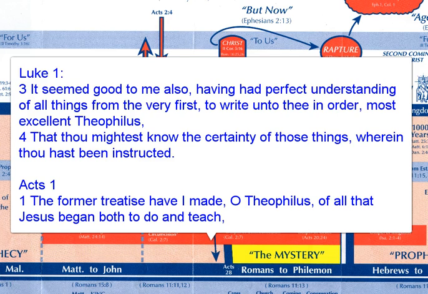If you read Luke 1, verse 3, it says, "It seemed good to me also, having had perfect understanding of all things from the very first, to write unto thee in order, most excellent Theophilus, that thou mightest know the certainty of those things wherein thou hast been instructed." In Acts 1, verse 1, Luke writes again, "The former treatise have I made, O Theophilus, of all that Jesus began both to do and teach." So we see here in verse 1, it says, the former treatise have I made. Here, he's speaking about his other book, the former writing to Theophilus, right? Also, Luke addresses Theophilus using O Theophilus and most excellent Theophilus, okay?